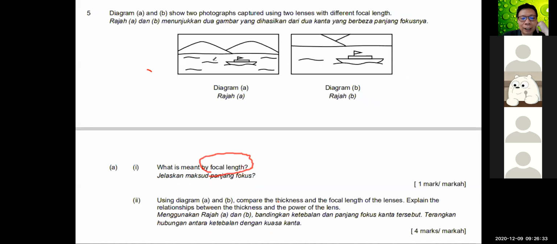Okay, next. Using diagrams A and B, compare the thickness and the focal length. They ask you to compare the thickness and the focal length of the two lenses. Explain the relation between the thickness and the power. Okay, I want to ask you, which picture are you using a more powerful lens to capture the photograph?